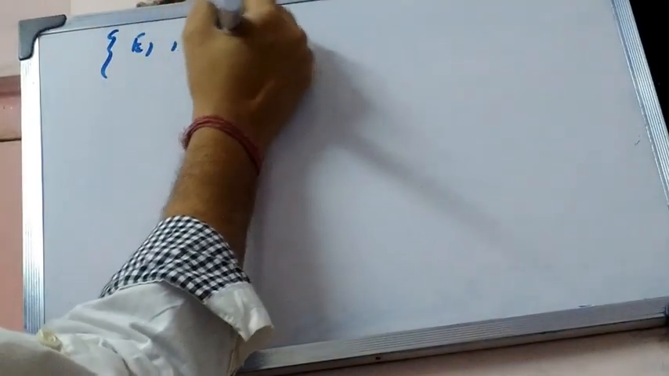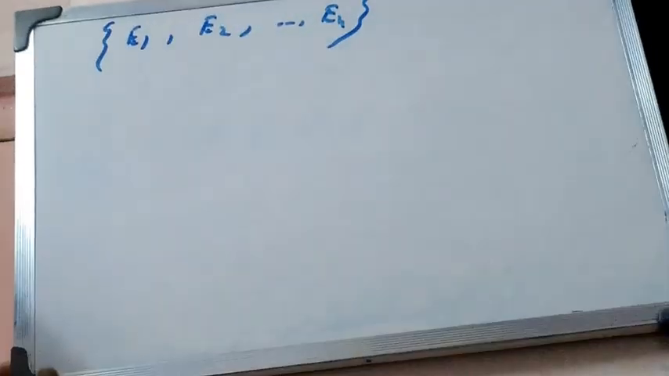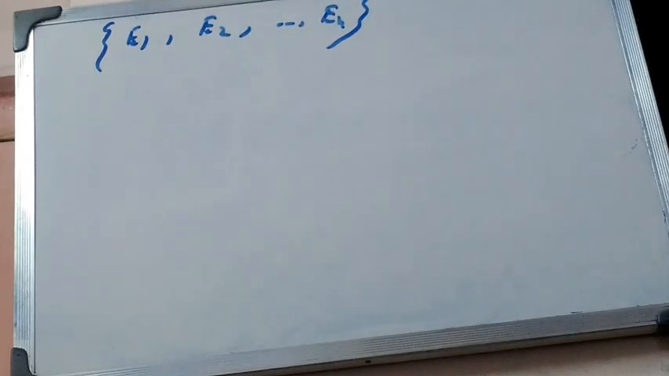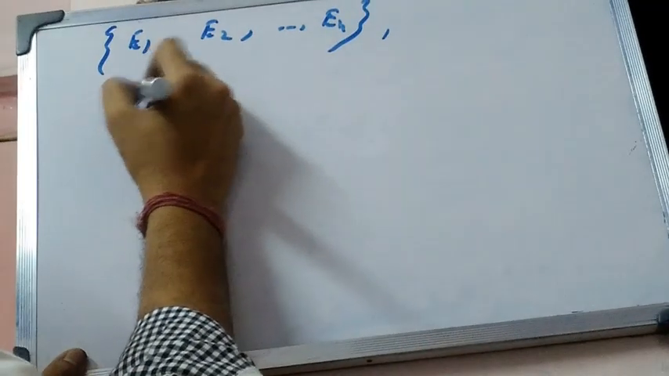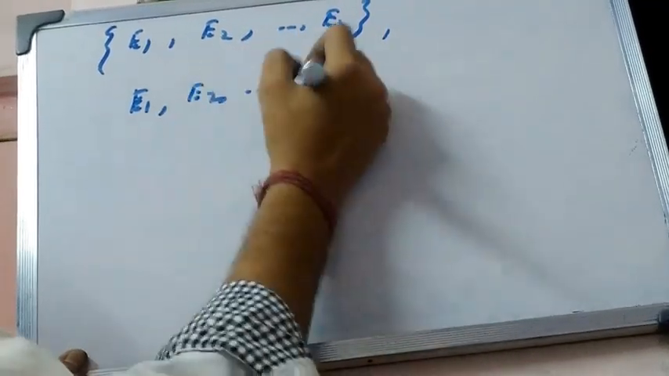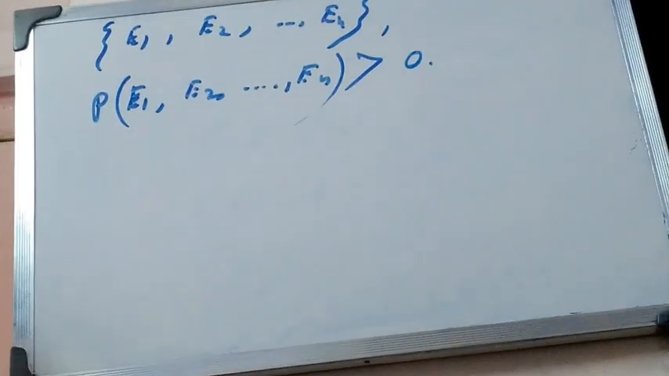Now we will discuss the theorem of total probability. Let E1, E2 up to En be the partition of a sample space S, and suppose each of the events E1, E2 and En has non-zero probability of occurrence. Let A be another event associated with the sample space S, which is connected to a random experiment R.